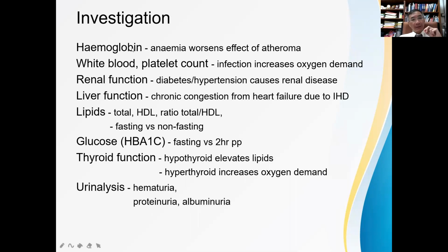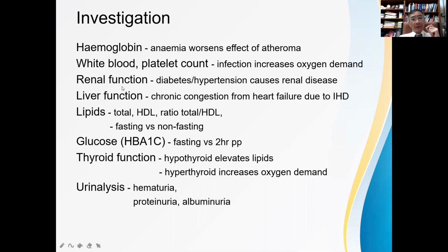Well, we start off with the blood test, and the hemoglobin is very important. This is because if the patient is short of blood, red blood cells, if there is anemia, the effect of the inadequate blood supply to the heart is worsened. The oxygen carrying capacity of the blood is less, and any little block will be felt more. Similarly, the white blood count and platelet counts are important because they tell us whether the patient has an infection. Any form of infection increases the oxygen demand and will show up coronary artery disease more.